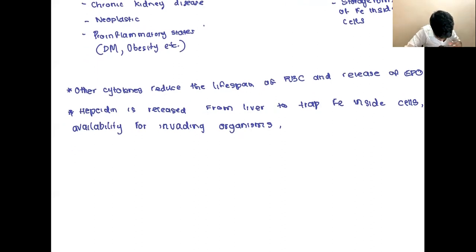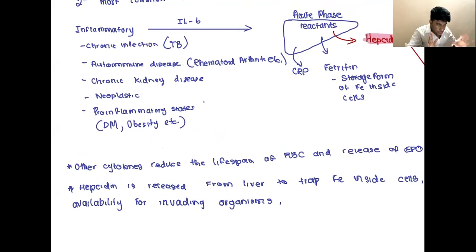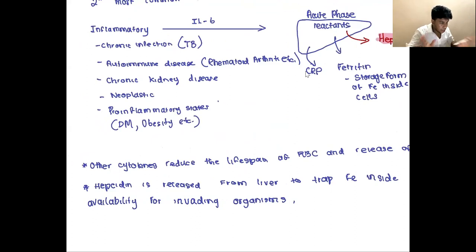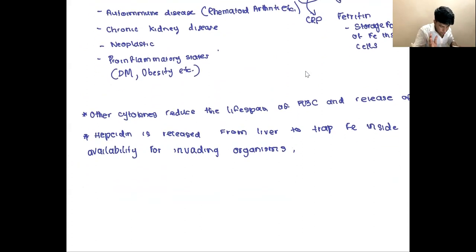Next, let's go on. So what happens is hepcidin is supposed to stop the invading organisms, or neoplastic cells or whatever, from getting iron. But what happens is red blood cells don't get the iron. The precursors of red blood cells don't get iron.